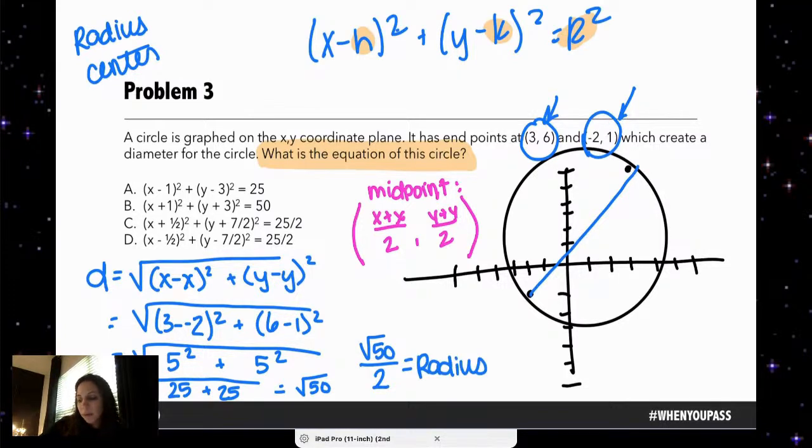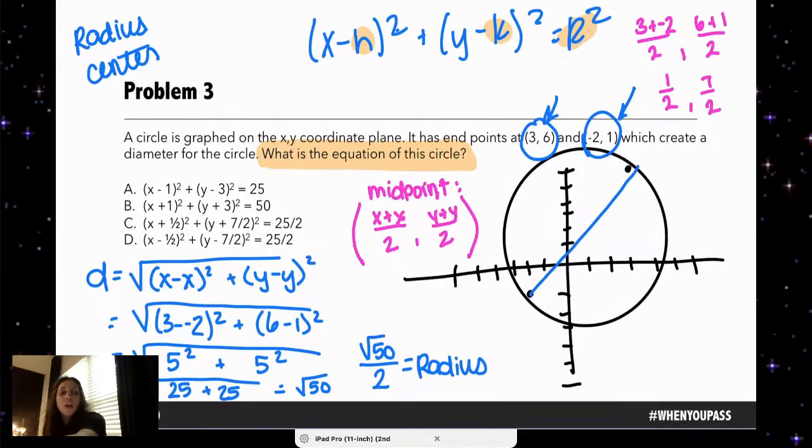Now I need to find my midpoint. I'm going to switch colors. (x plus x) divided by 2, (y plus y) divided by 2. 3 plus negative 2 is 1, so 1 divided by 2, and 7 divided by 2. Now I'm going to look at my answer choices and see which one makes the most sense. I already see that I have a 1 and a 3 and a 1 and a 3 for my center. This is my center.